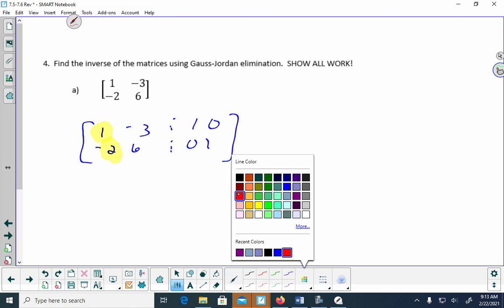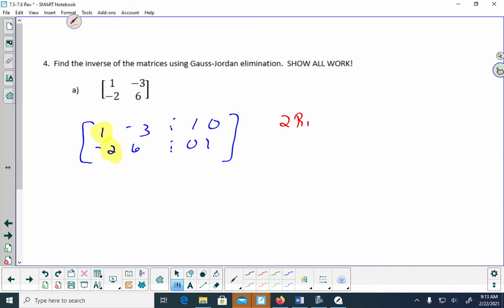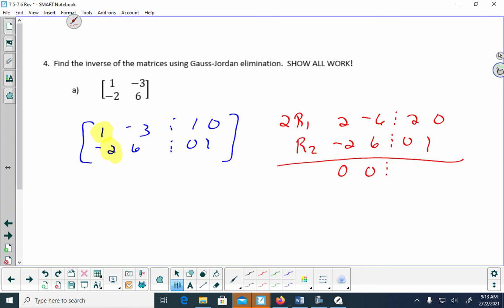So when I do that, 2 times row 1, I'm going to get 2, negative 6, 2, 0. Row 2 is going to be negative 2, positive 6, 0, 1. The x's become 0. The y's also become 0, 2, 1. So once I have these two zeros, that means it's not possible to find the inverse. So I'm going to say not invertible.